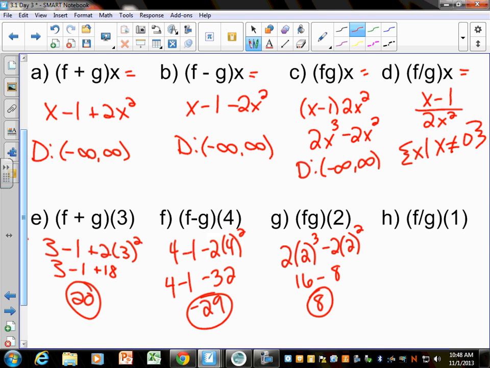And then this one, if I plug 1 in there, I get 1 minus 1 over 2 times 1 squared. I get 0 on the top, so does it matter what I get on the bottom? No. It's just 0. But if you get a fraction, don't be scared. See, that's not so bad, kids.